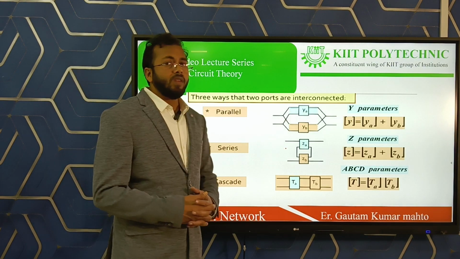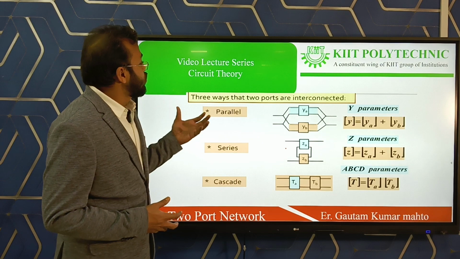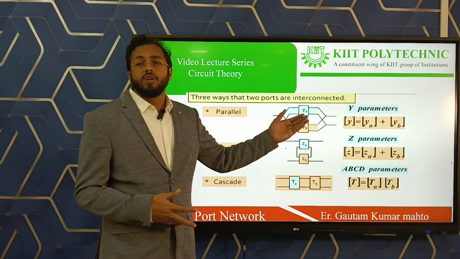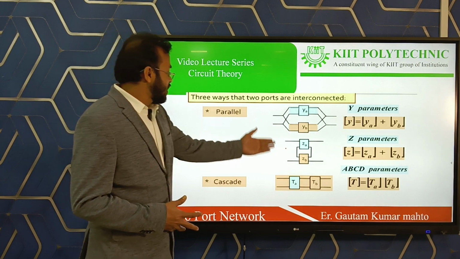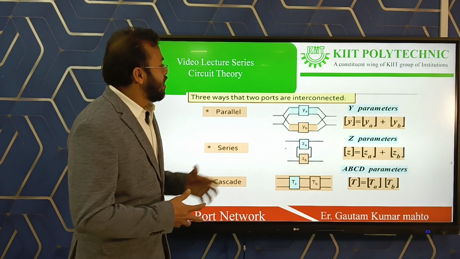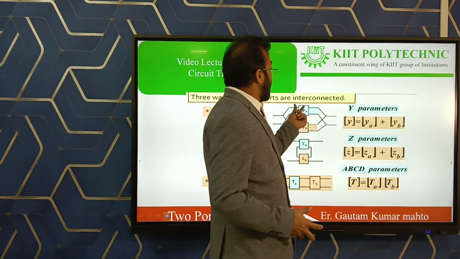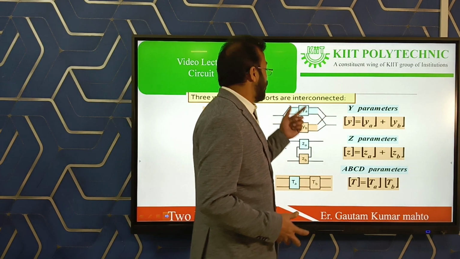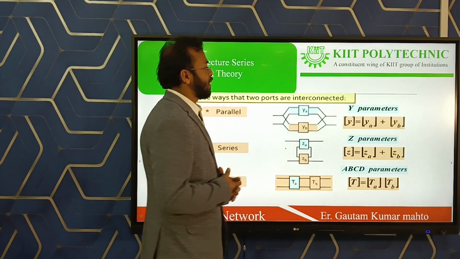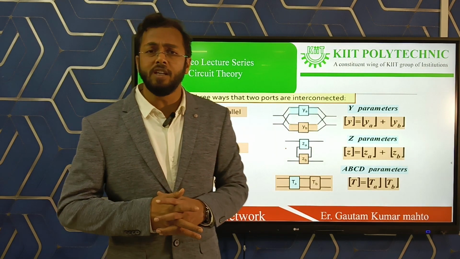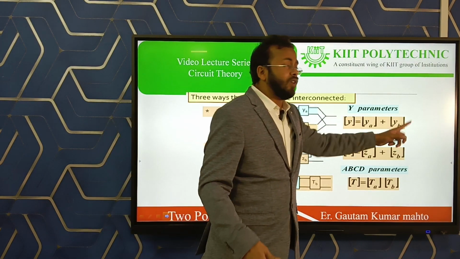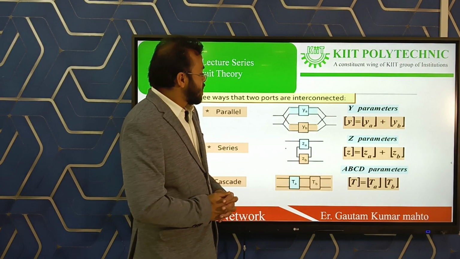So now the three ways that two ports are interconnected. We can connect the two ports in parallel, in series and in cascade. When it is connected in parallel, we can calculate the admittance parameter of both circuits individually, and finally to find out the total admittance parameter of the parallel combination of the circuit, we can add the admittance parameters of the individual circuits.